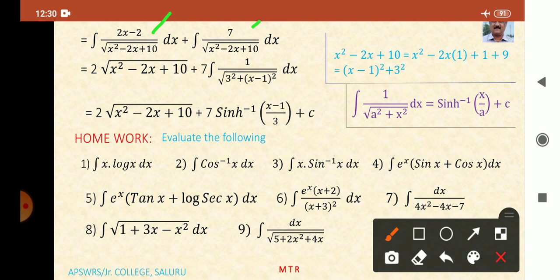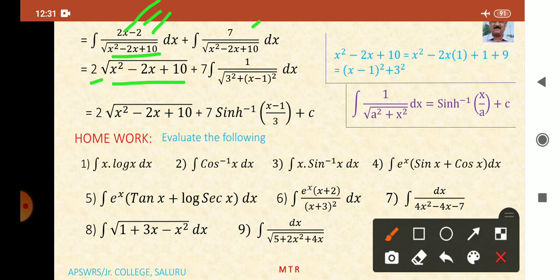In the first part you observe there is a fraction. In the denominator there is a root. In the root the term is x square minus 2x plus 10. So the derivative of that is 2x minus 2. So this is of the form integral f dash of x by f of x. Suppose this is our f of x. This is the derivative of that f of x, that is f dash of x. So the formula gives 2 root of x square minus 2x plus 10.